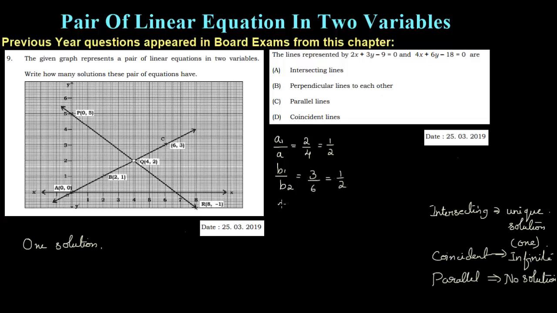3 ones are 3, 3 twos are 6. Now let us find c1 by c2. It is minus 9 and minus 18, so the minus will get cancelled. 9 ones are 9, 9 twos are 18. So it is 1 by 2. You can observe here that a1 by a2 is equal to b1 by b2 is equal to c1 by c2. When all three ratios are equal, which type of line is that? It is obviously a coincident line, right? So this is the answer.